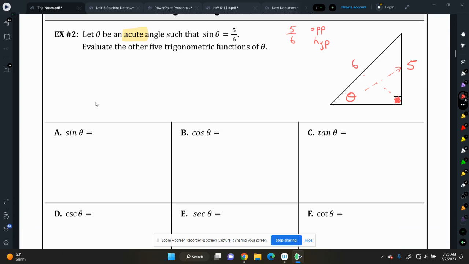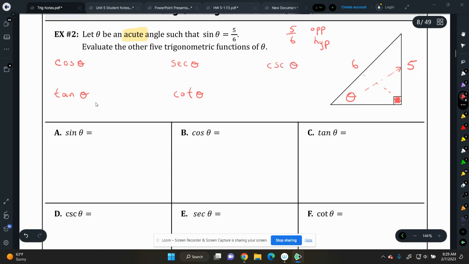So we have to label our triangle first. Evaluate the other 5 trigonometric functions. Well, we have sine. That means we need to figure out cosine, tangent, secant, cotangent, and cosecant. Those are the 5 other trigonometric functions.